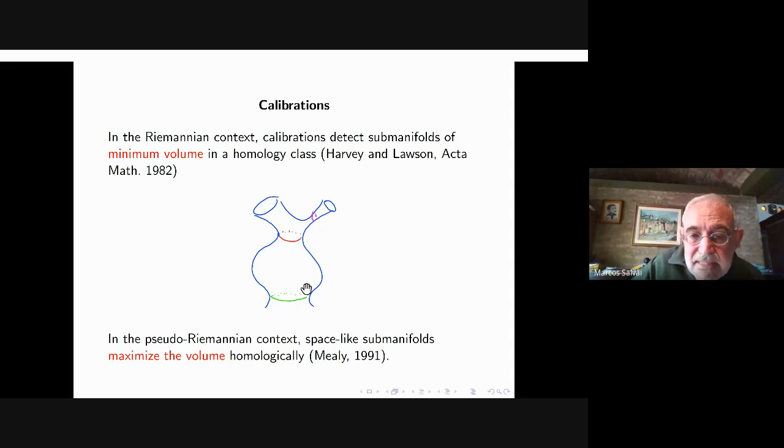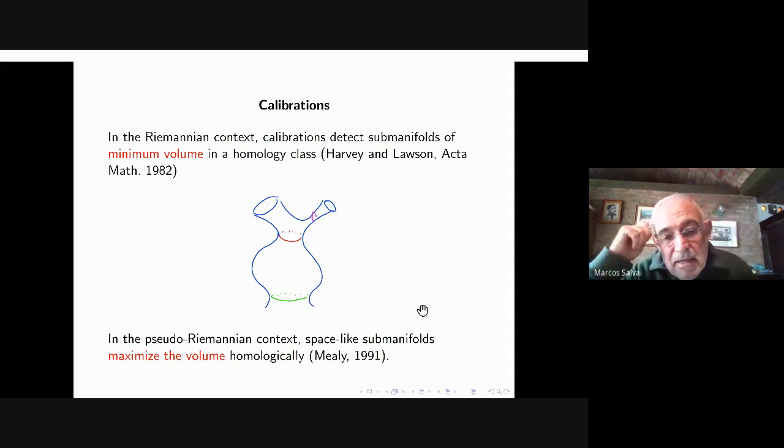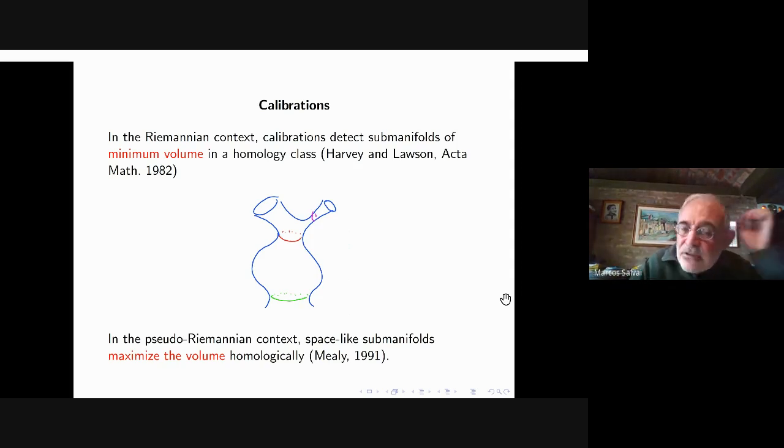For instance, if there exists a calibration, in this case it will detect that this red circle has a smaller length. Here the one-dimensional volume is length, yes? So it will detect that this red circle has smaller length than this green one, even if the green circle is very far away. But the calibration will detect it. So calibrations are much more powerful than calculus of variations.